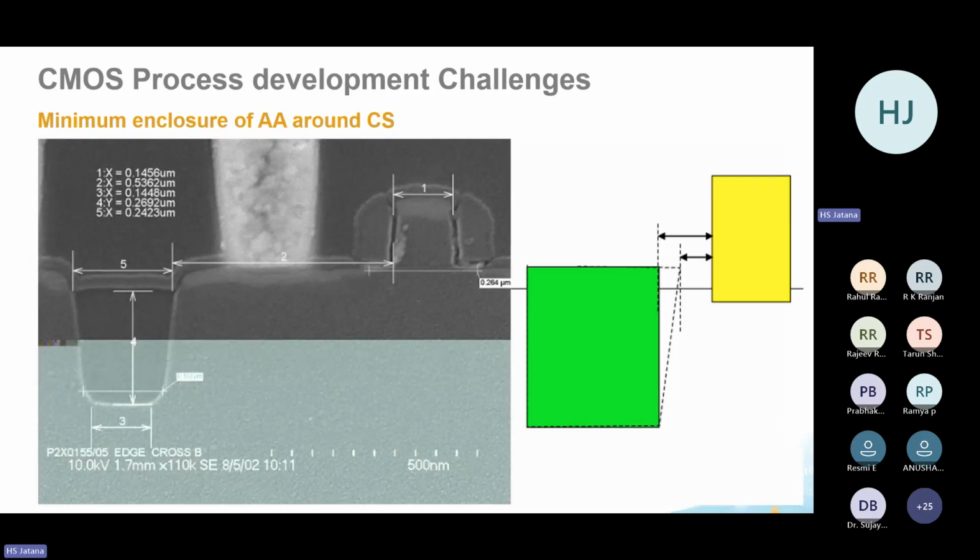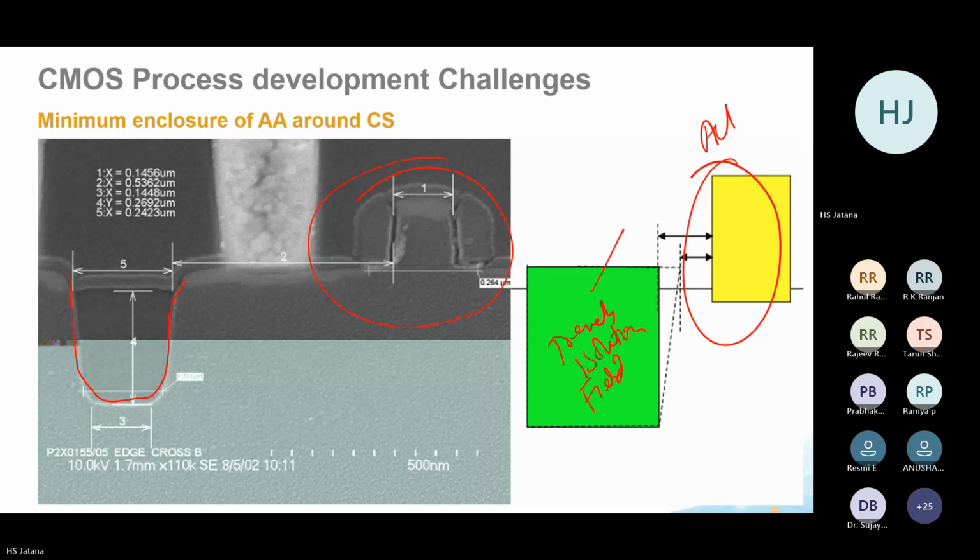Now, here, what are the issues in this? I have made this unit process. This is the trench. I have made the trench here, which is isolation, which is field area. This is active area. Active area, transistor will be there in this. You can see this is the transistor.